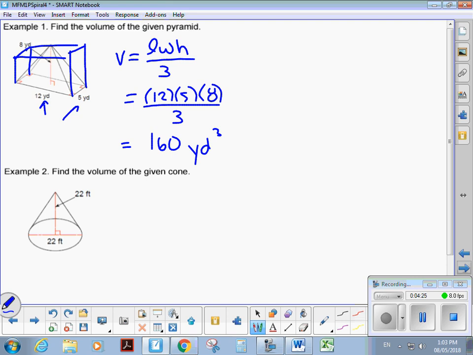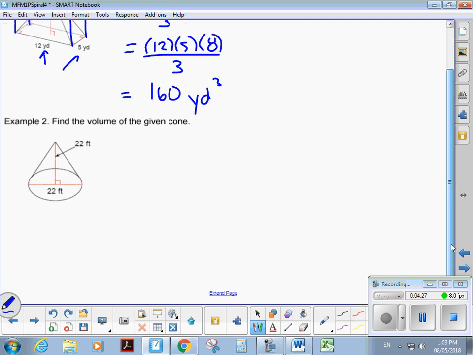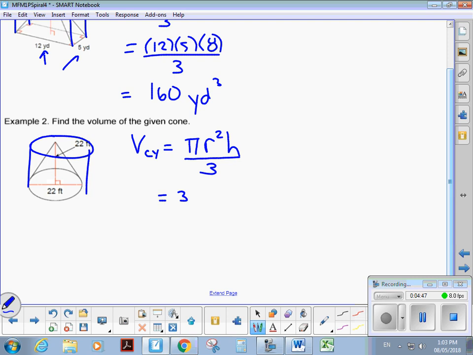All right. And for the volume of the cone, okay, again, this cone would fit inside that cylinder. So the volume of a cylinder is pi r squared h. We just want the cone, so we're going to divide it into 3 parts. So 3.14. Now just be careful, make sure the radius is given. And if you note, this is not a radius.